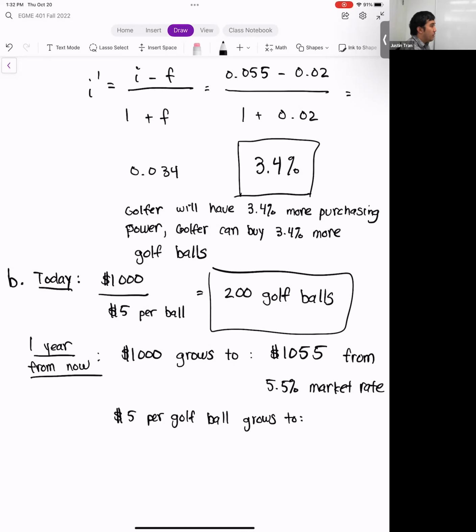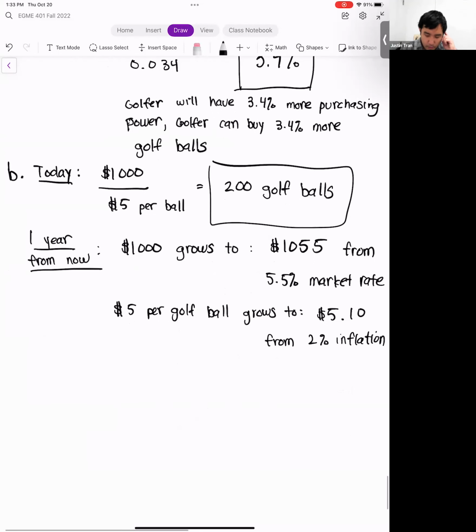Meanwhile, over that year, inflation is going to take place, and so that golf ball price is also going to go up over that year. But the golf ball price is only going to go up by 2%. And so if we take 2% of $5, that's 10 cents. Then if the price of golf balls is going to grow by 2%, then the new price for golf balls is $5.10. Okay, so those are the numbers we're working with for that year. Now let's compute how many golf balls she can buy.